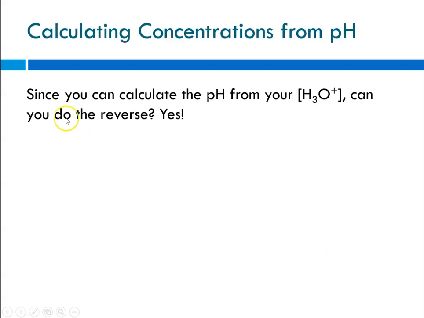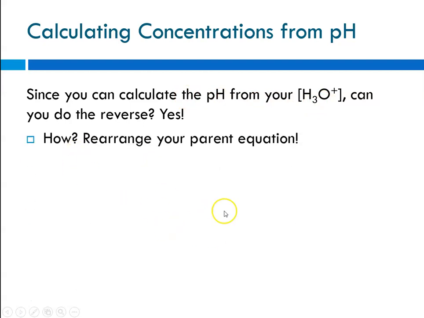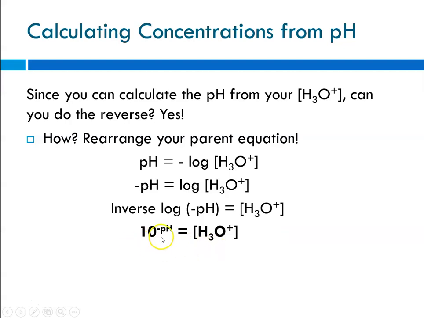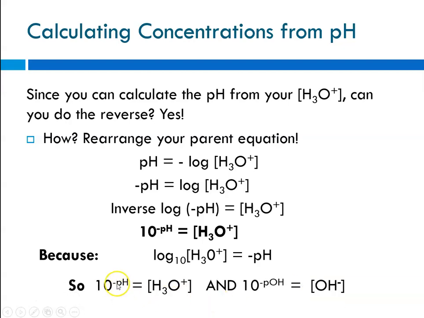Calculating concentrations from pH. Since you can calculate the pH from your hydrogen ion concentration, can you do the reverse? Yes. How? You rearrange that parent equation. If pH is minus the log of the hydronium ion concentration, then minus the pH would be the log of the hydronium ion concentration, and taking the inverse log gives us 10 to the minus pH is equal to the hydronium ion concentration. So again, we're doing the inverse, or anti-log, here. 10 to the minus pH gives me the hydronium ion concentration, and 10 to the minus pOH will give me the hydroxide ion concentration.